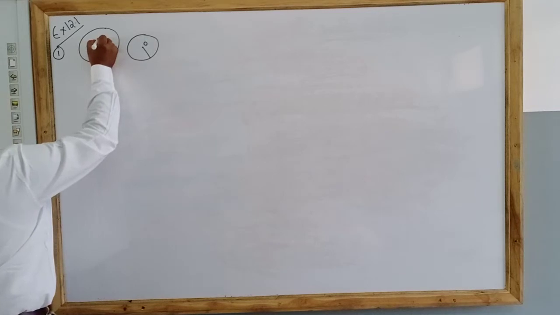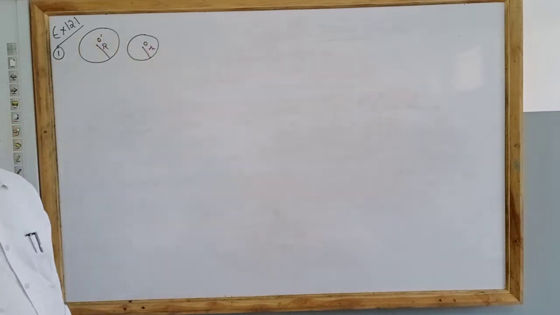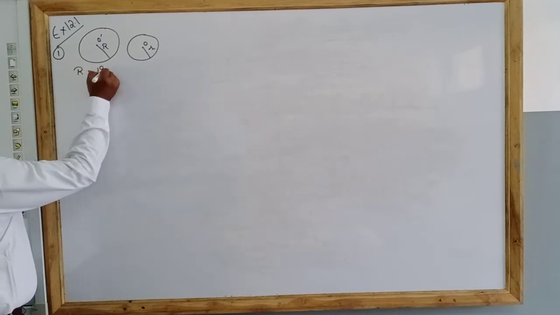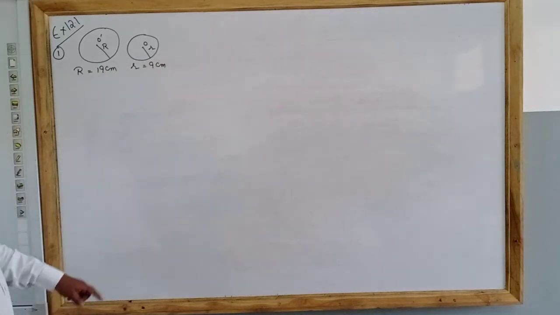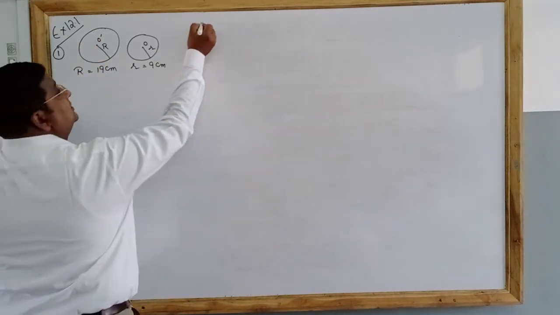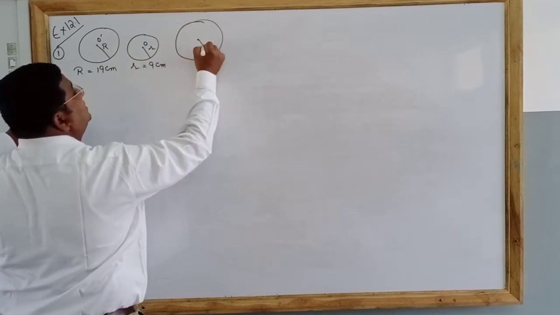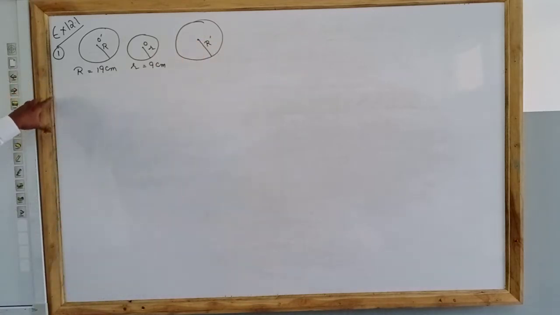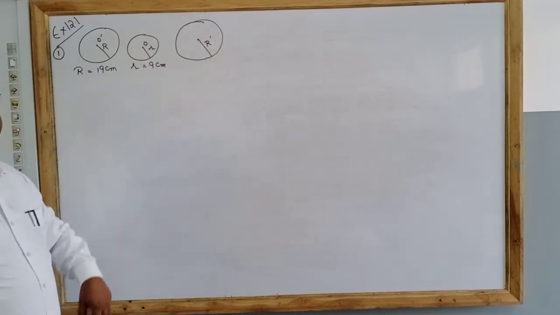Say this is O, this is O dash, this is capital R, this is small r. Then he says the radii are 19 and 9. Capital R, the radius of the bigger circle, is equal to 19 centimeter and small r is equal to 9 centimeter. He says find the radius of the third circle whose circumference is equal to the sum of the circumferences of these two. Let this be r dash. Circumference of the first plus circumference of the second is equal to circumference of the third.